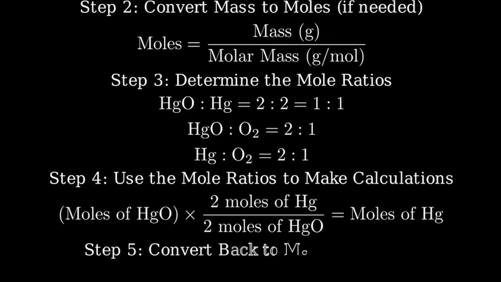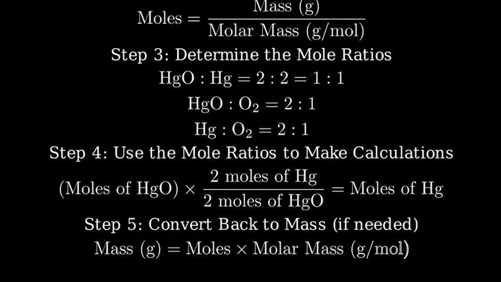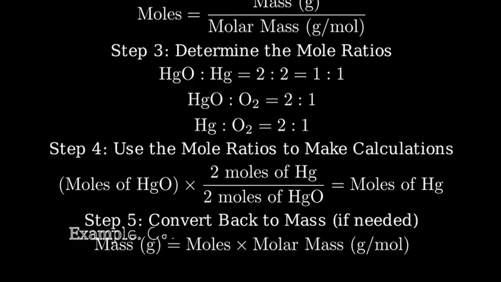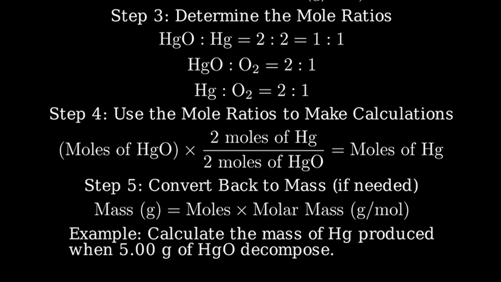Step 5. If the problem asks for the mass, convert the moles back to mass using the molar mass. The formula for this is mass in grams equals moles times molar mass in grams per mole. Now let's work through an example problem. Calculate the mass of mercury produced when 5.00 grams of mercury(II) oxide decompose.